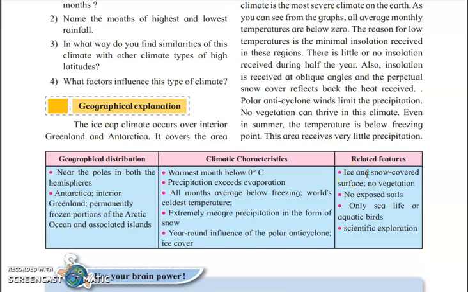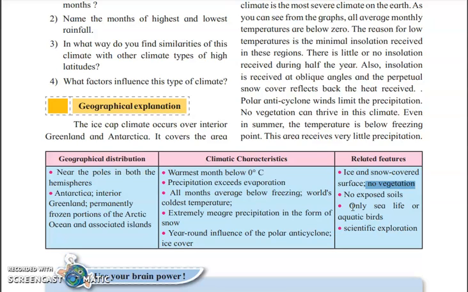It is covered by snow, and because of that, there is no vegetation at all. Because you cannot see the soil, there is no exposure of the soil. Hence, you cannot see any type of vegetation. No exposed soil is there, hence plants cannot be grown. The only thing which you can see is sea life, the marine animals like fish, okay, whales. So such things you can see here and the aquatic birds.